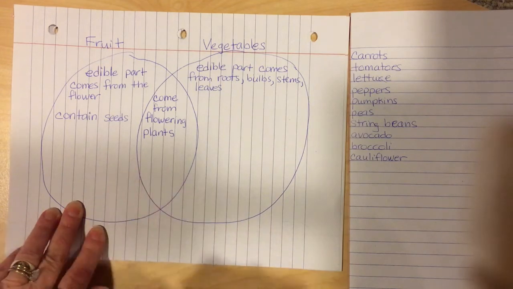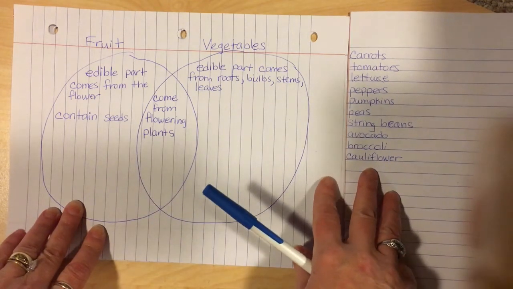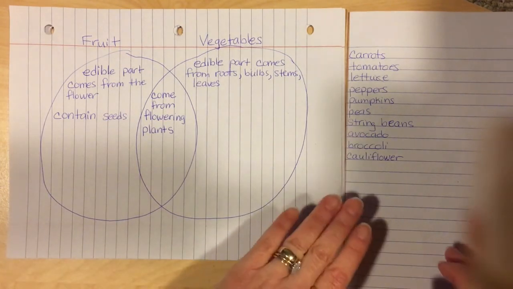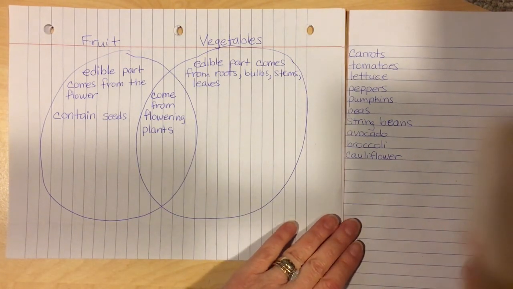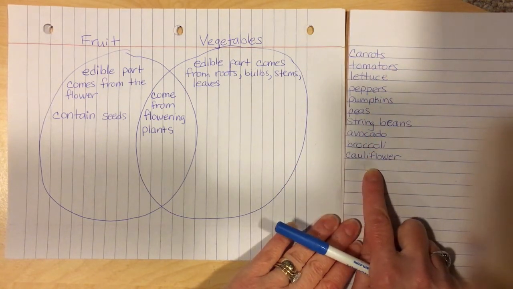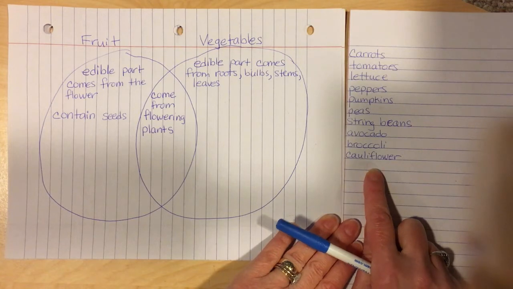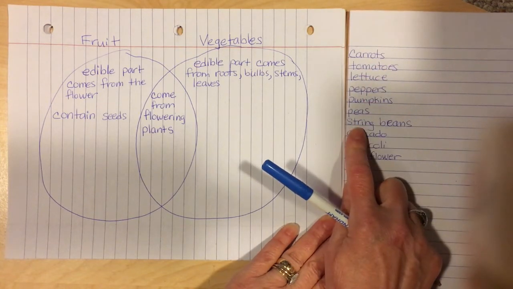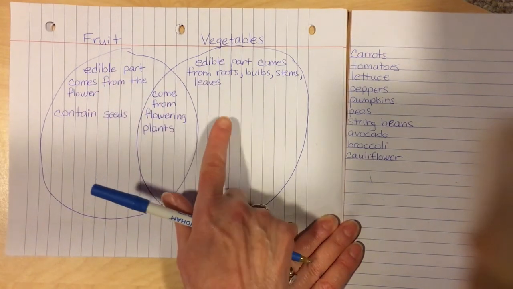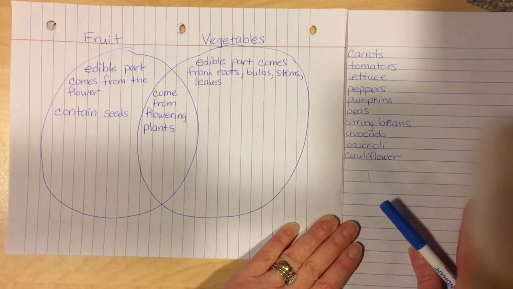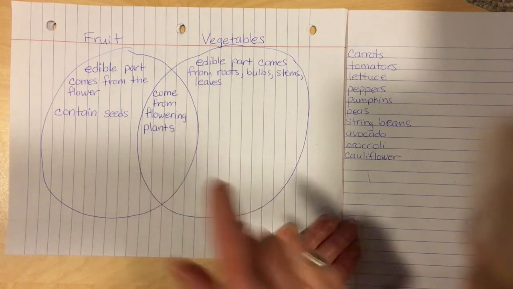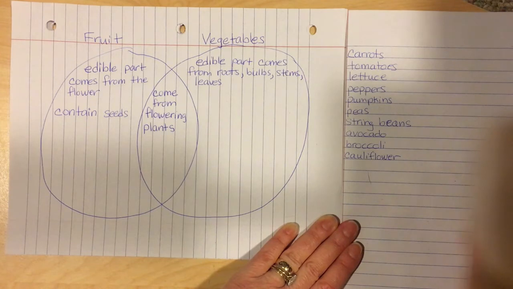Now we're going to think about these things when we categorize these fruits and vegetables. So over here, we have a list of fruits and vegetables. And we are going to think about each one and decide, should we put it in the fruit category or should we put it in the vegetable category? We're not going to put any of them in the middle. They're either or. So let's read these names together.